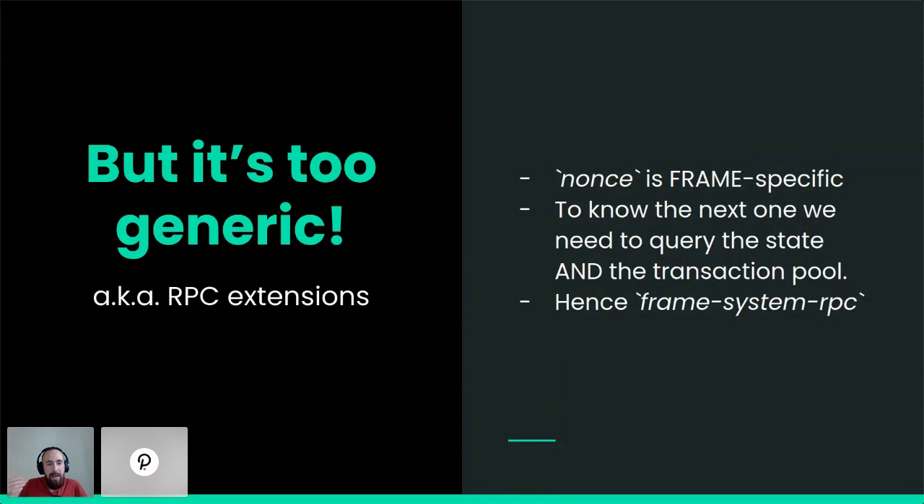Each of your pallets or your entire runtime might extend the default set of core RPCs with extensions that are specific to that particular runtime. So for instance, the FRAME system pallet adds an RPC method, I think it's called system account next nonce, which gives you the next nonce for a particular account, which actually has this logic implemented in Rust.